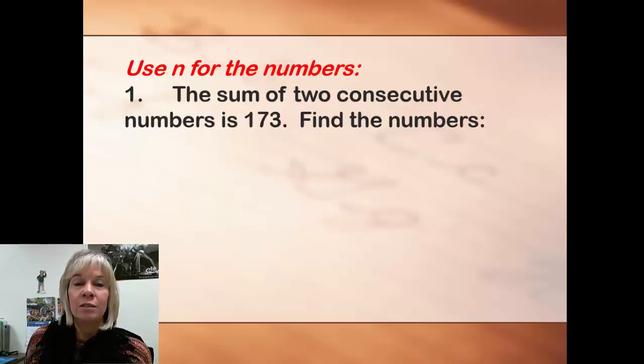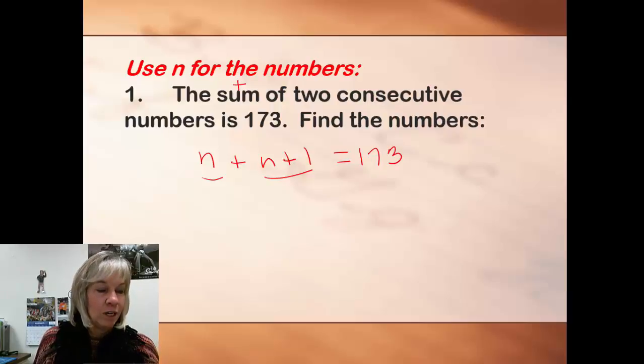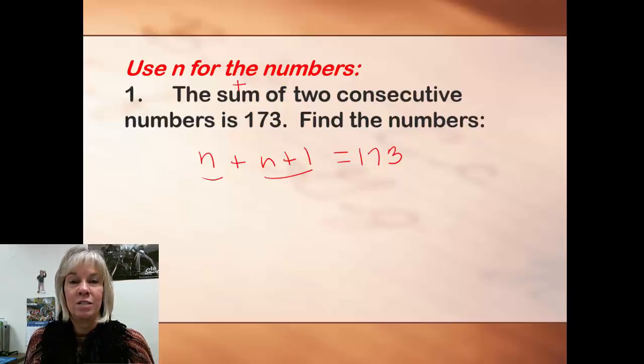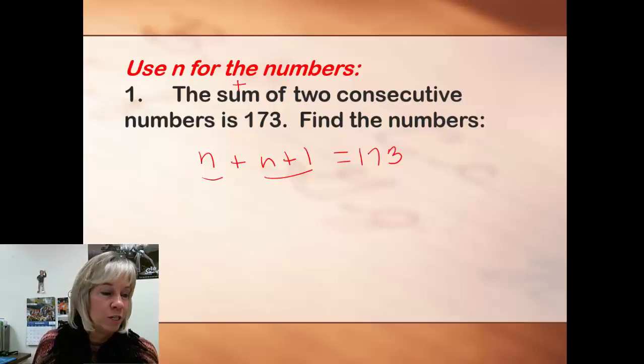Read it carefully. The sum, we're going to add, of two consecutive numbers. Okay, there's no even or odd here. So n, and what would be the next consecutive number? No even or odd, would just be n plus 1. Two consecutive numbers. Their total, their sum is 173. All right, go ahead and solve the rest of this problem on your own and let's see if you get it. Pause the video if you need to. Turn it back on when you're done.